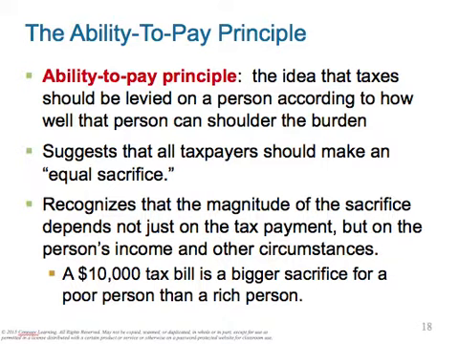The second principle is the ability to pay principle. The idea is that taxes should be levied on a person according to how well that person can shoulder the burden. So what is their ability to pay? This suggests that all taxpayers should make an equal sacrifice. That doesn't mean all equal lump sum. It just means maybe an equal percentage of their income. And it recognizes the magnitude of the sacrifice depends not only on the tax payment, but on the person's income and other circumstances. So a $10,000 tax bill is a bigger sacrifice for a poor person than a rich person. So it's basically a proportional ability to pay.